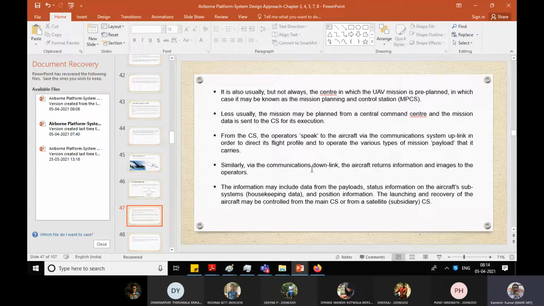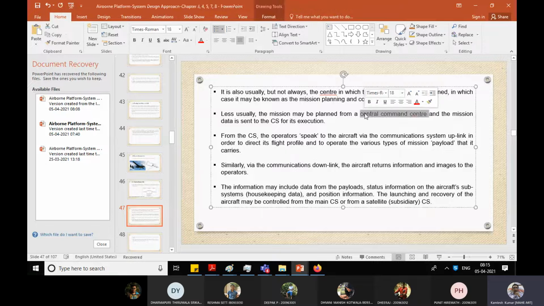On the uplink side, if you want a specific payload to be active, like tilting the camera or zooming, you can activate this type of mission, and if you want, that information should be returned back to the CS. That is called the downlink, meaning the CS should have facilities to recover the payload data. The payload data can then be transmitted back to your central command center.